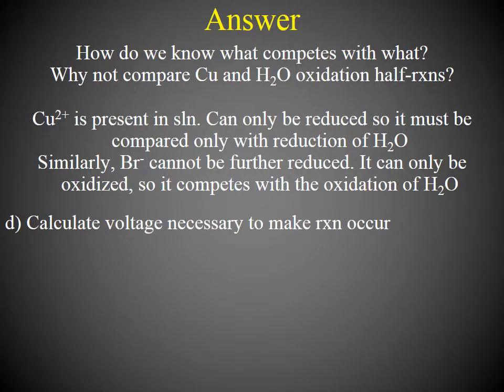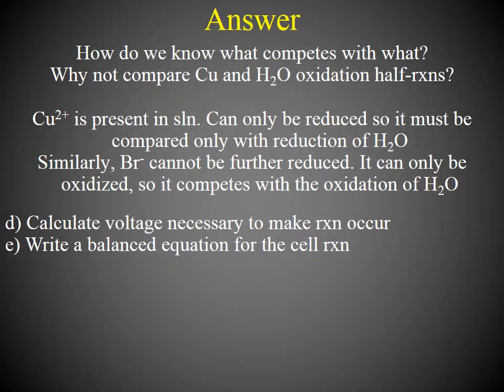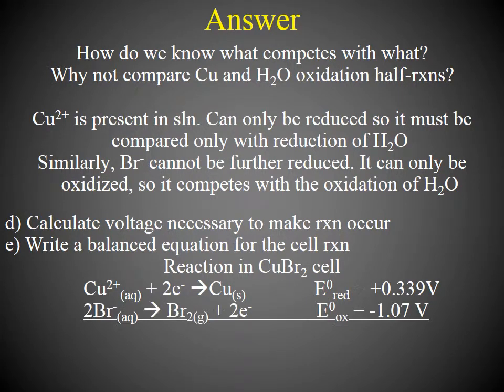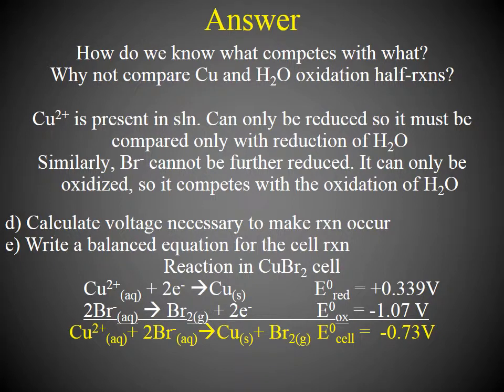So let's end the calculations by calculating the voltage necessary to make the reaction occur and writing a balanced equation. So the reaction in the copper 2 bromide cell is simply this. We add the two half reactions into our complete reaction, and we get a voltage. We get that this reaction requires, in order to run, a negative voltage of 0.73.